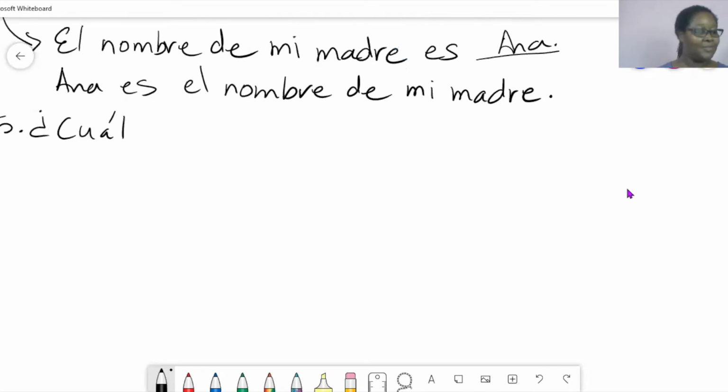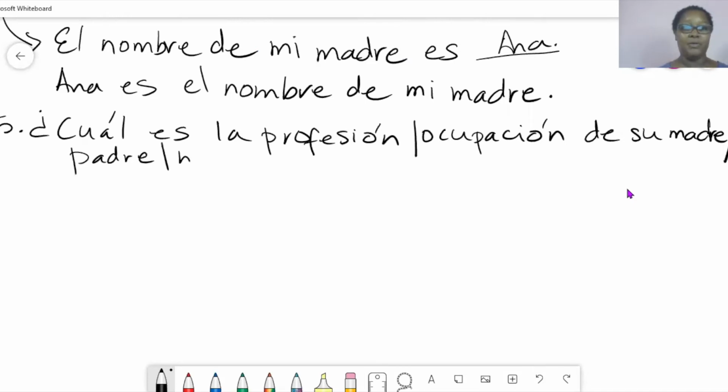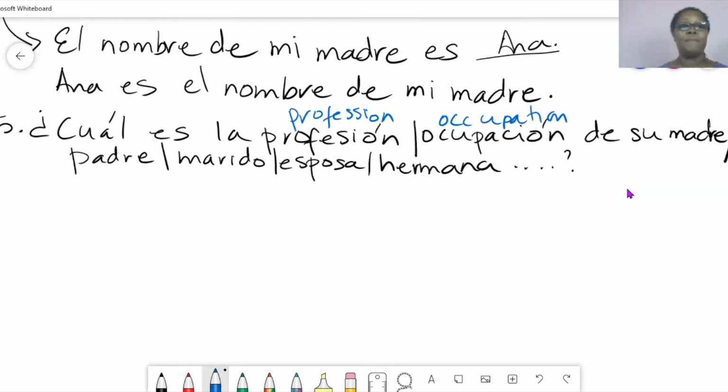Cognates again. They're so helpful. ¿Cuál es la profesión o ocupación de, remember it's conversation, su madre, padre, marido, esposa, hermana, and the list goes on. ¿Cuál es la profesión? ¿Cuál es la ocupación? So of course, we pick up these cognates and we know what they are. Profession or occupation, which means the same thing. And if you remember our uses of ser, ser is used with profession or occupation. See all of those things coming back?